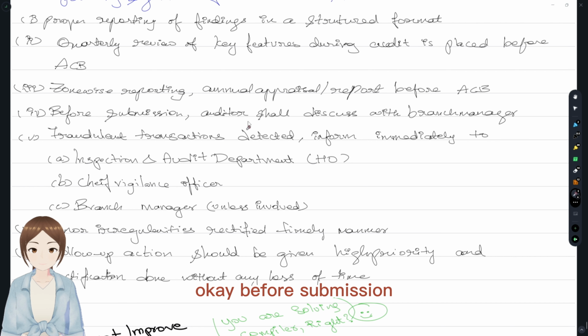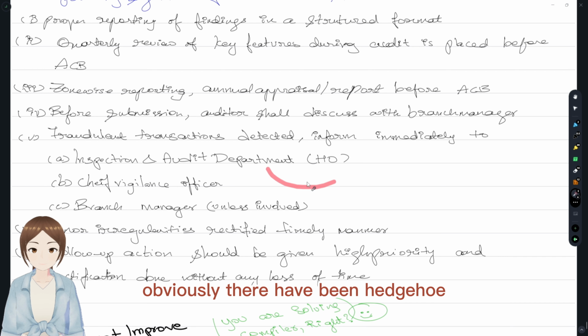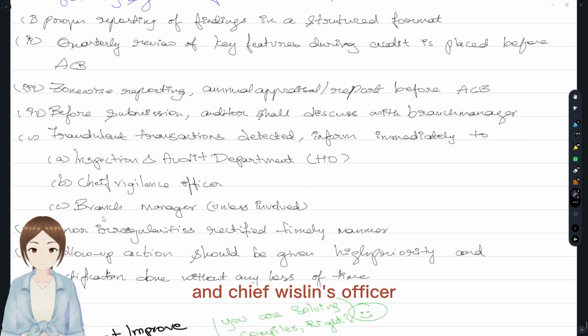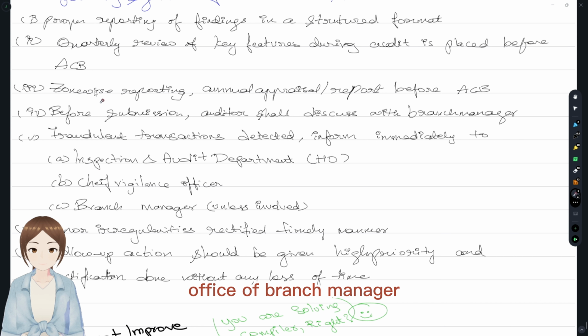Before submission, the auditor shall discuss with the branch manager. If fraudulent transactions are detected, inform immediately the inspection and audit department of HO. Obviously, there will be an HO, a chief vigilance officer and a branch manager, unless he is involved. If any fraudulent transactions are there, whom do they have to inform? They have to inform the inspection and audit department, the chief vigilance officer, the branch manager, but not the ACB.